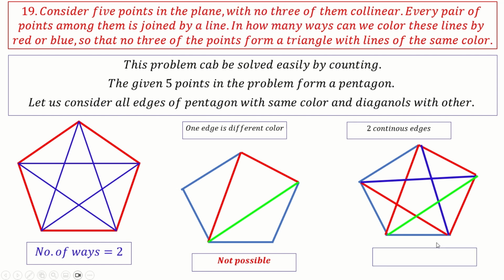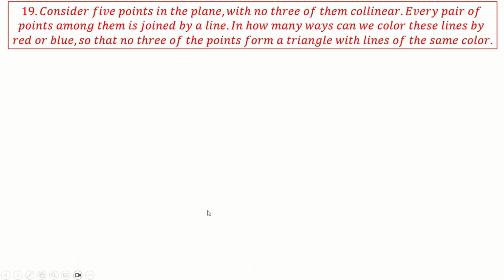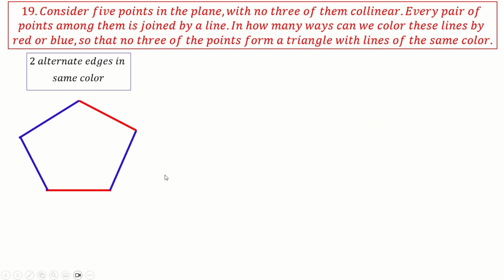Next. Third option: two alternate edges in the same color. This is how it looks. Now, how will this work? First, let's draw the obvious one. This is red because these two are blue.